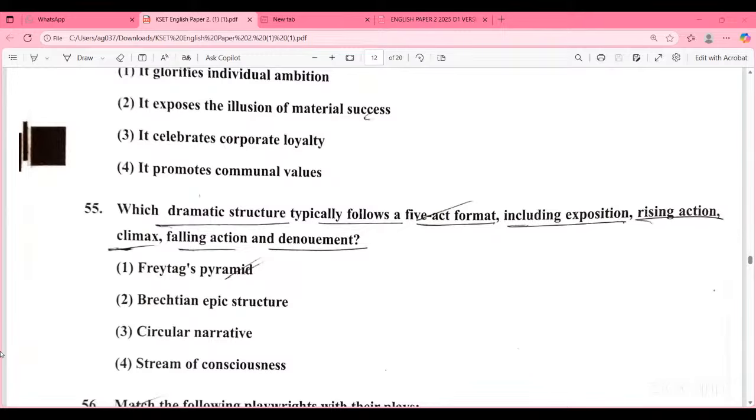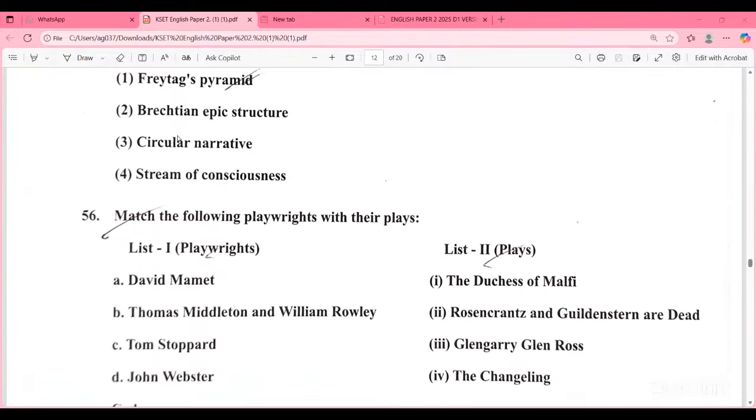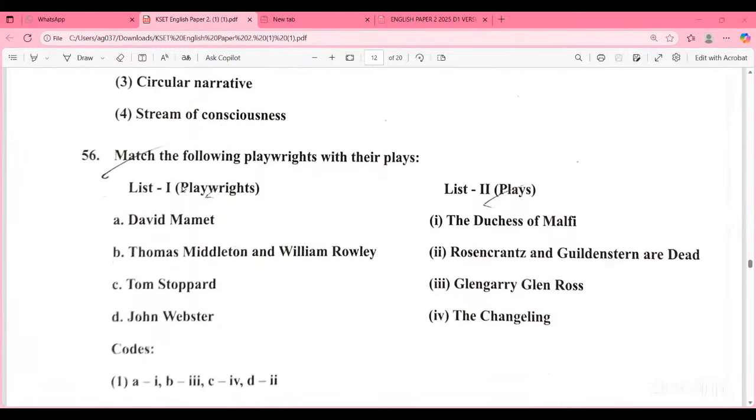Okay, right. Which dramatic structure typically follows a 5-act format, including exposition, rising action, climax, falling action, and denouement? It is Freytag's pyramid. This is the right answer. Freytag's pyramid. Clear? Are you all following? Yes? All right. Next. Again, we have a match the following.